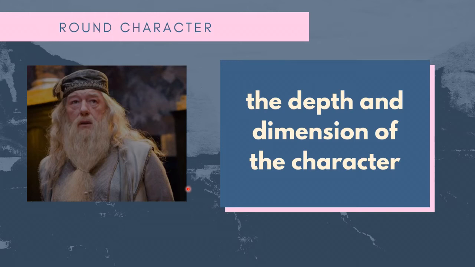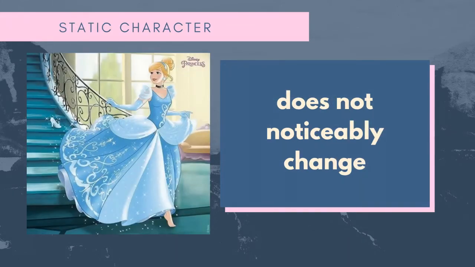He will remain the same, but he can be considered as someone who is round, or a round character, because of how deep his character is, his views in life. Next one is your static character. A static character is the opposite of your dynamic character because a static character does not noticeably change.